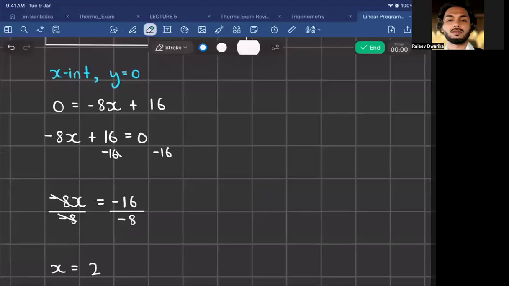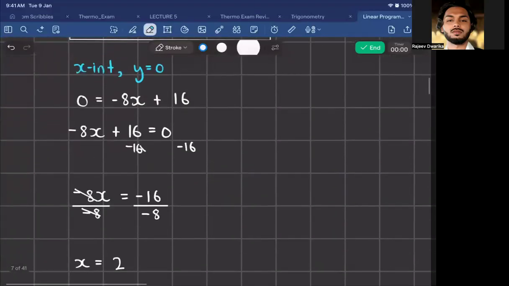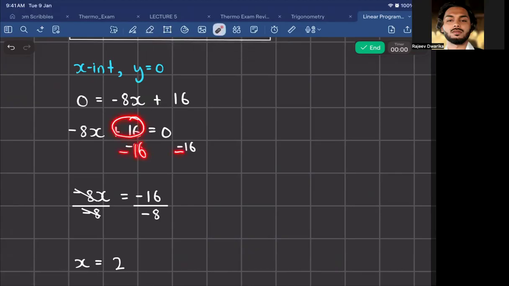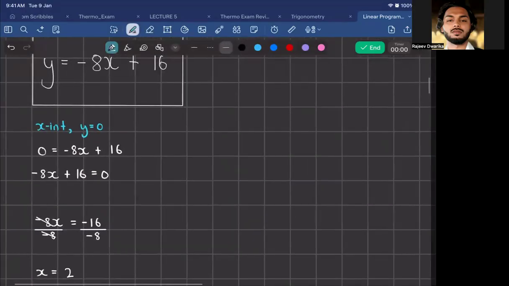Say that again? I realized the mistake. Yeah, because if you see how you move across the 16, that's supposed to be the minus 16. The reason for that is because to get rid of positive 16, you had to subtract 16 on both sides. So that was a mistake, right? All right. Let's move on to the y-intercept. I believe you did that correct.